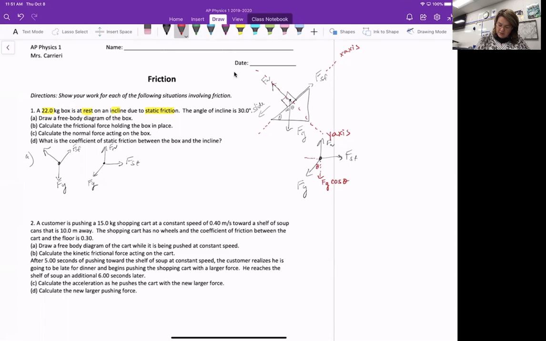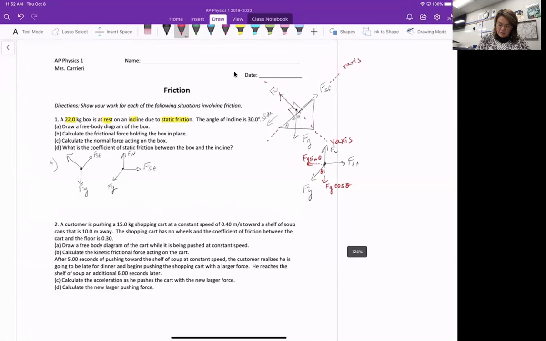And then here is the X component of force of gravity, and that's going to be Fg, and that's the opposite of that angle. So that's the sine. If you're struggling with that, you need to come see me, and we're going to work on making sure you see it geometrically, okay? So there's my components, because we're going to need it. B, calculate the frictional force holding the box in place, okay?